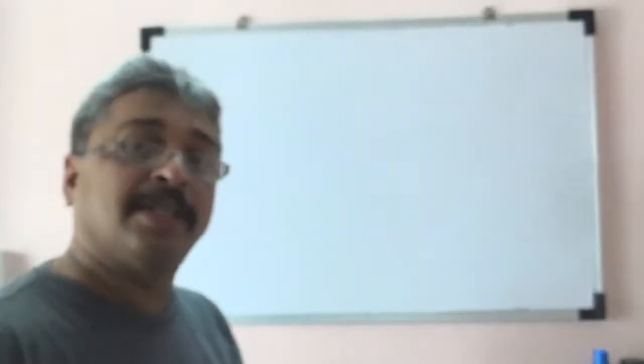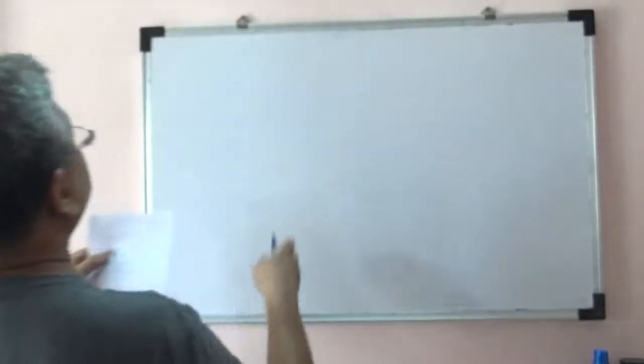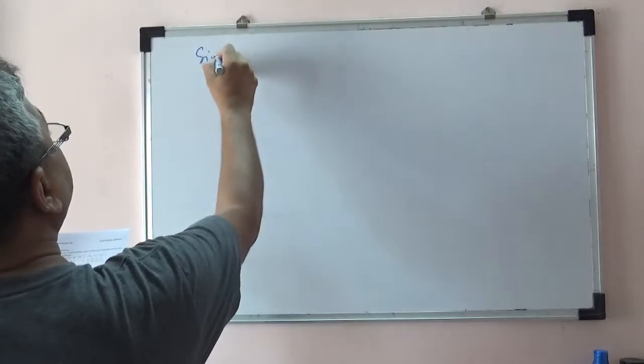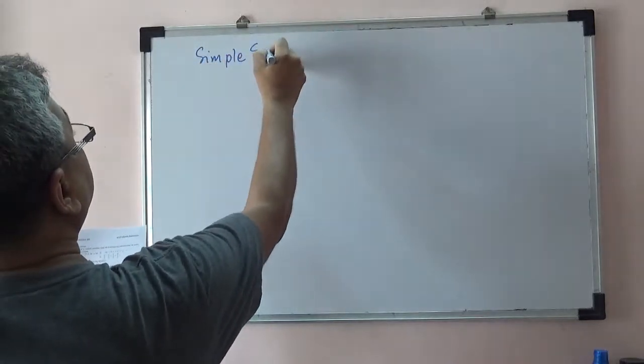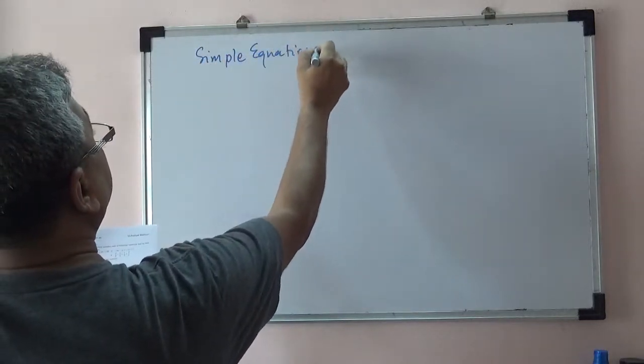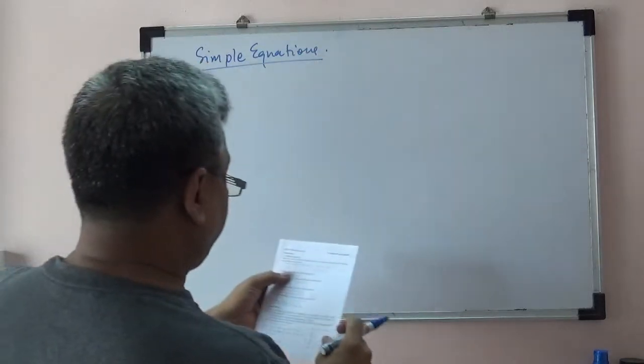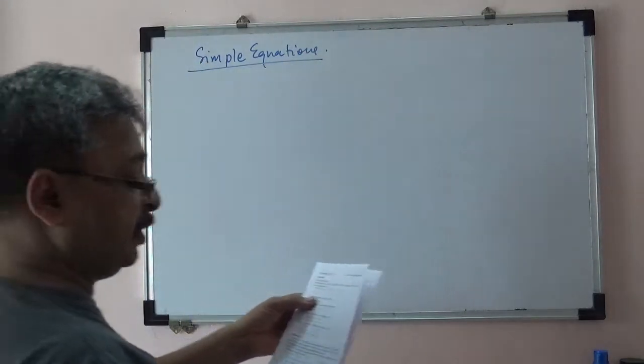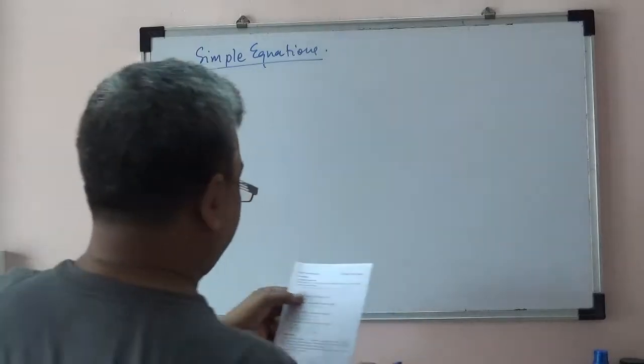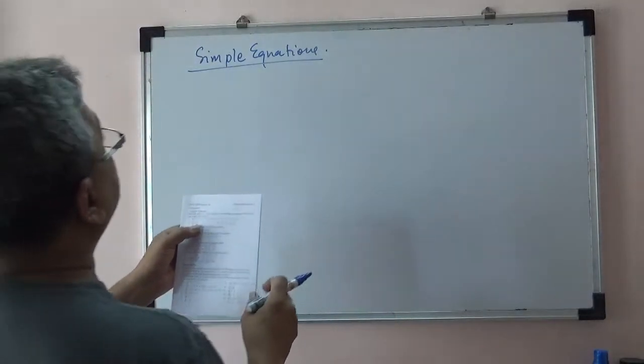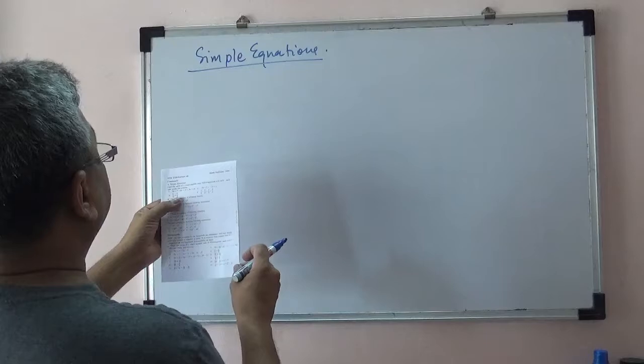So in lecture 23, straight away we go to the content. First is solving simple equations. A simple equation is an equation in one variable, which is x, and it does not have any power. So it is basically a linear equation in one variable.